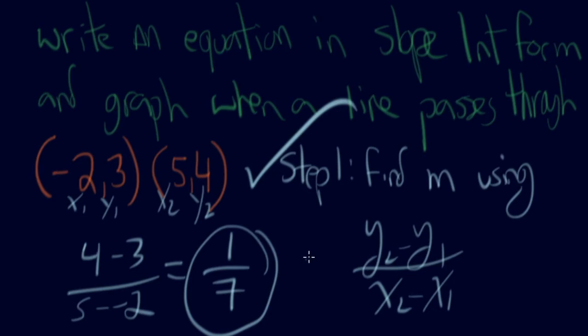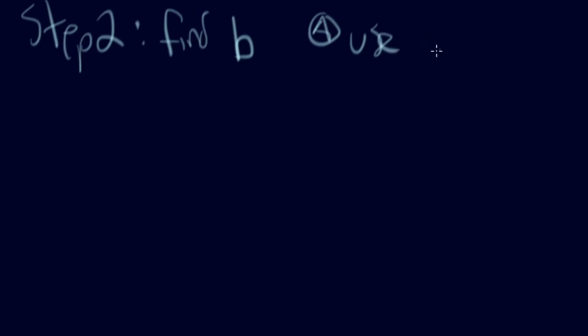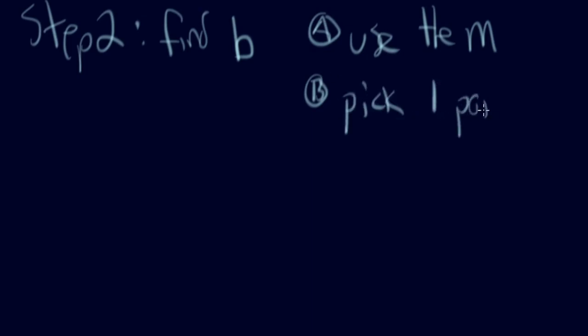Which, of course, brings us to step 2. And if you're thinking, I have my m, that's great. Well, what else do I need to graph? You need b. How would you go and find b? Well, I'm glad that you asked that. Step 2 is find b. And you have to use the m you just found and pick one point for x and y.